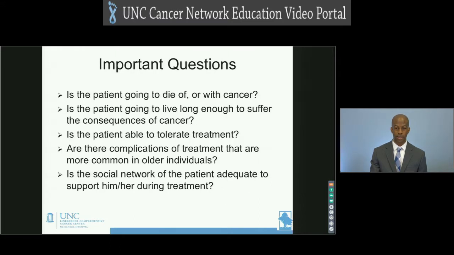It's important to assess if the patient is going to die of or with their cancer, because that will determine what types of treatments are initiated. Is the patient going to live long enough to suffer the consequences of their cancer? Is the patient able to tolerate the treatment? Are there complications of treatments that are more common in older individuals? And does the patient have an adequate social support system to support them during these treatments?